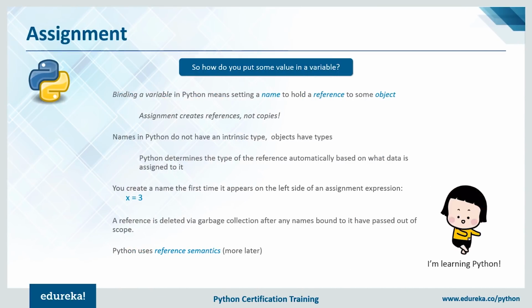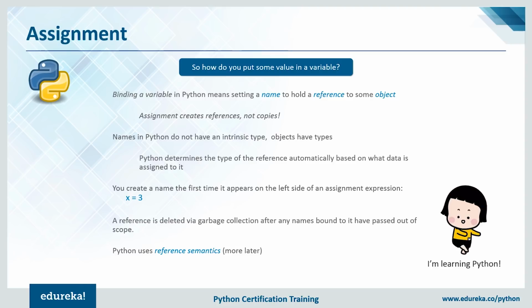So guys, how do you put a value in a variable, as we previously discussed? Well, binding a variable in Python means that you just set a name for something, and that holds a reference to an actual object which is present elsewhere, guys. So assignment creates references and not copies. Guys, it would be really good if you actually note this down at this point so that you won't get confused in the later part of the tutorial.